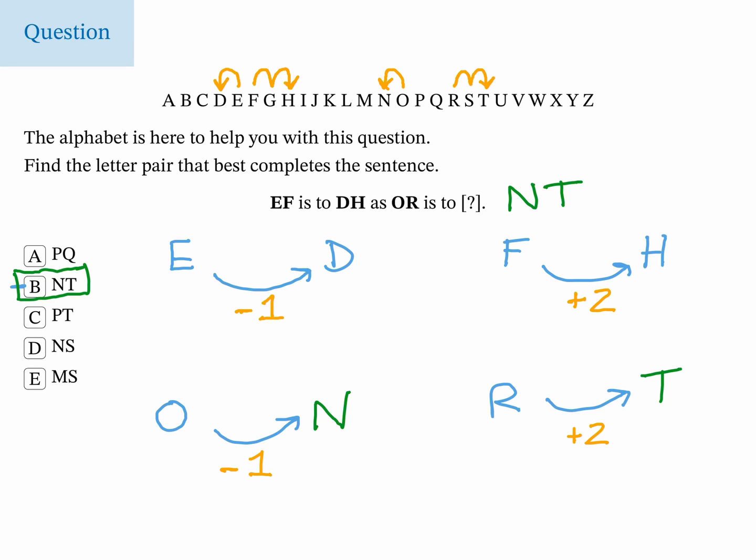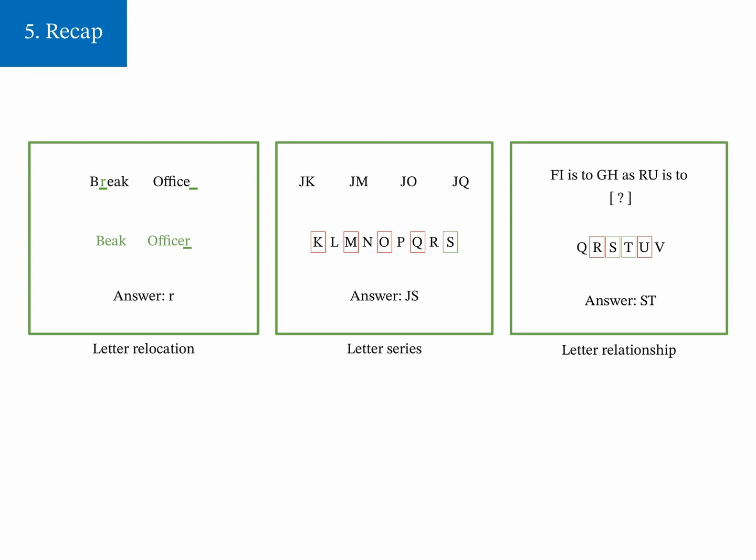Okay, so we've reached towards the end of the session now. Let's have a quick look at what we've been through. So we've looked at 3 different question types in this particular session. The first was letter relocation, where we have to move 1 letter from the first word to somewhere on the second word to create 2 new words. So in the one question we looked at, we could remove the letter R from break to make the word beak and put it in the word office to make the word officer. And we had a go at those and everyone seemed fairly good at that.